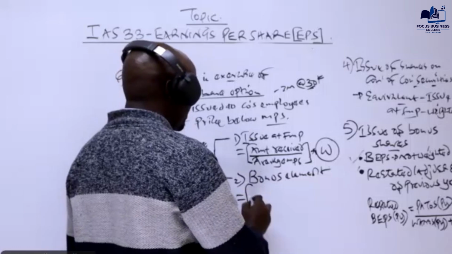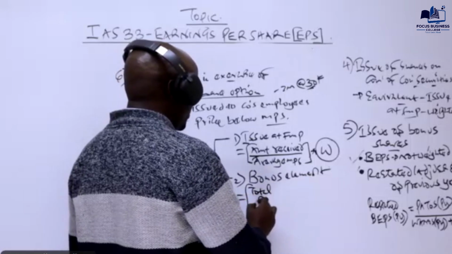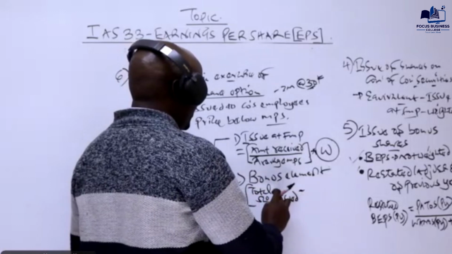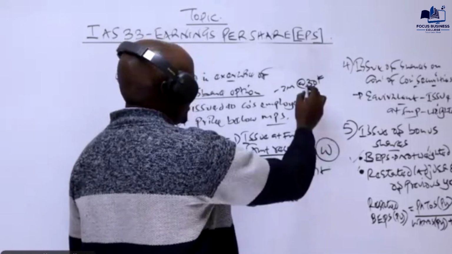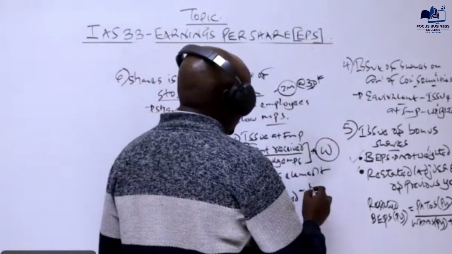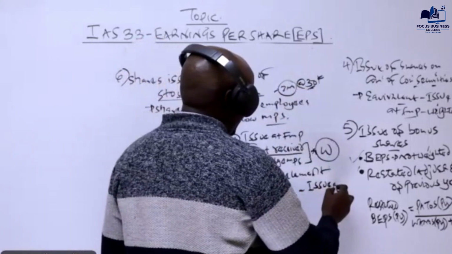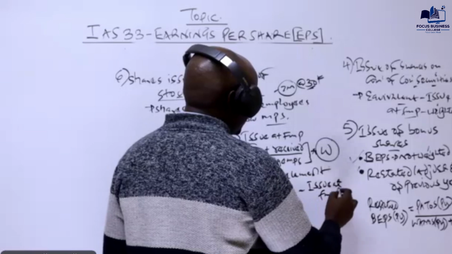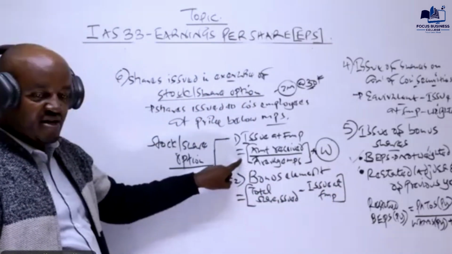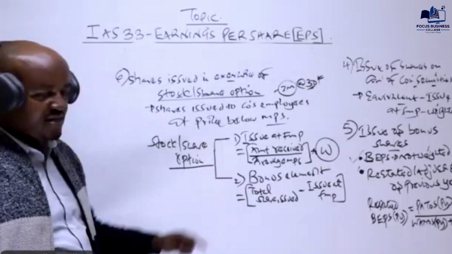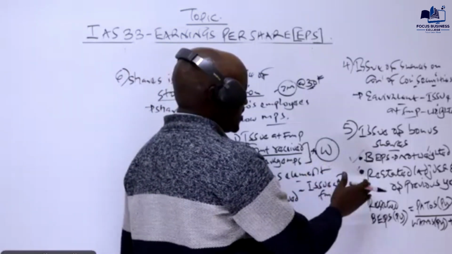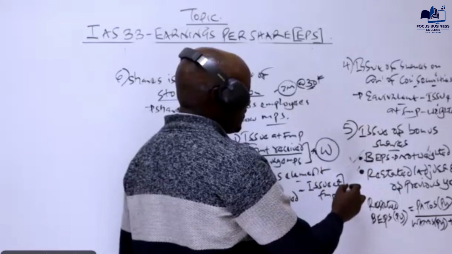How do we compute this? Take into account the total shares which were issued. How many shares were issued to the employees? Assuming, like in this case, it will be 2 million. Those are the shares issued to the employees. And then to this, we deduct the issue at full market price, which is what we computed up here, the shares issued at full market price. That will give us the bonus element. Bonus elements, as I have said, are the shares regarded to be issued free of charge.